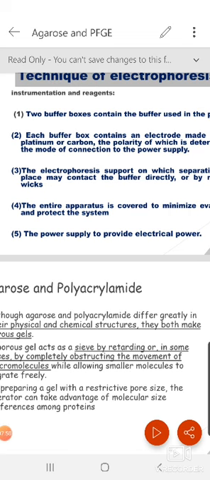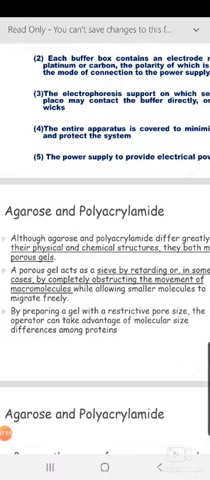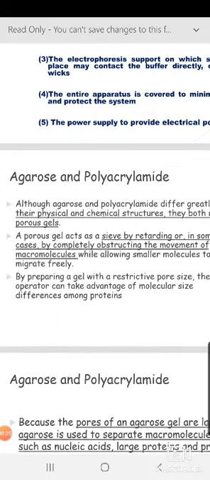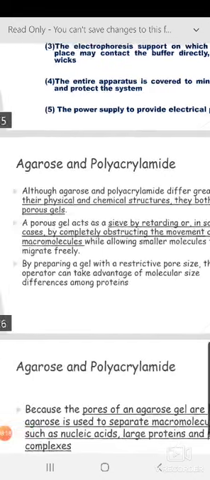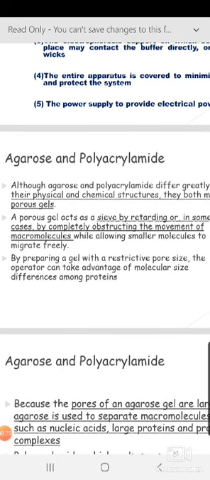The power supply provides electric power. So these are the things required for instrumentation. Now some basic common things about agarose and polyacrylamide. Although agarose and polyacrylamide differ greatly in their physical and chemical structure, they both make porous gels. The porous gel acts as a sieve, remember this word, by retarding or in some cases completely obstructing the movement of macromolecules, while allowing the smaller molecules to migrate freely.